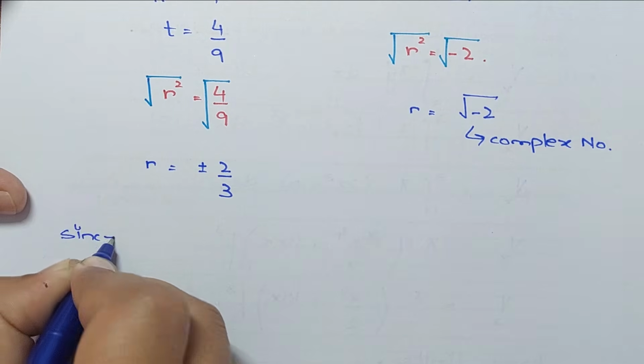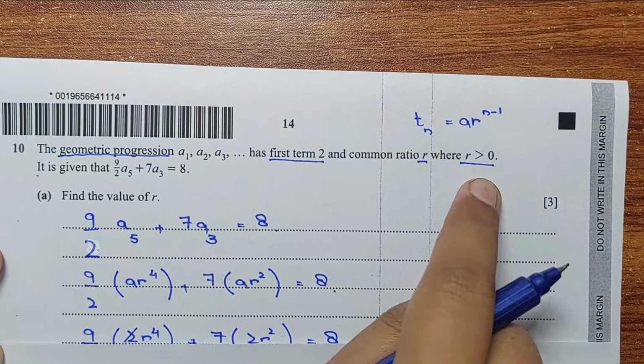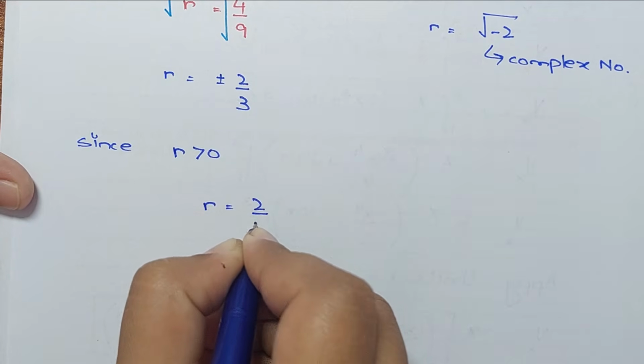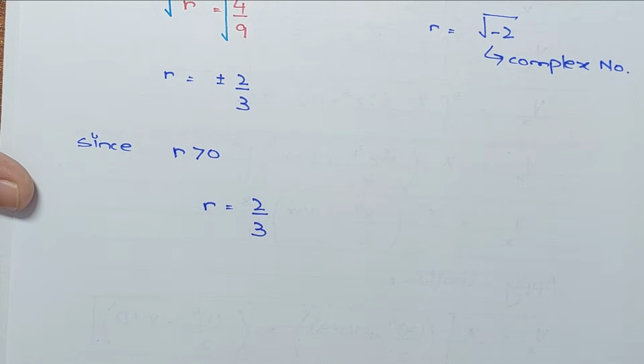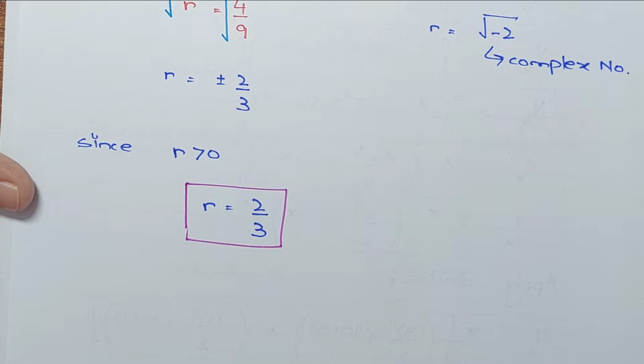Since r is greater than 0, we were given in the beginning of the question that r should be greater than 0. So what value of r are we going to select? Which is 2 by 3, not negative 2 by 3. It's a positive 2 by 3. So this is the value for the common ratio.